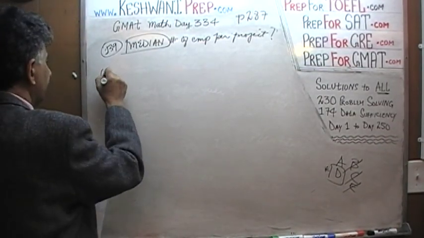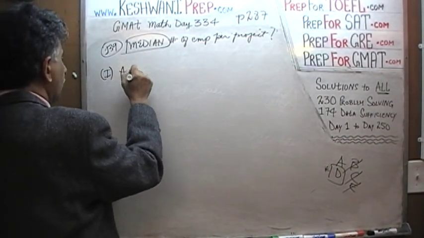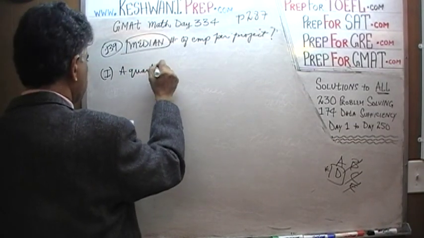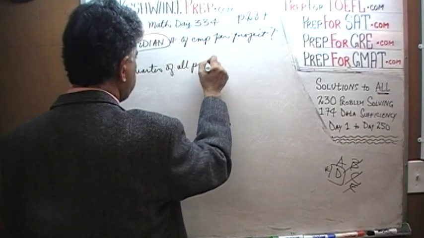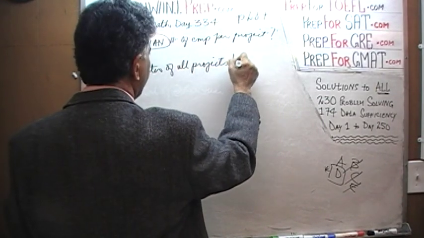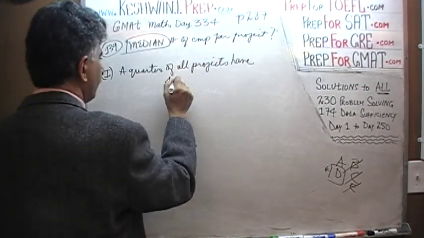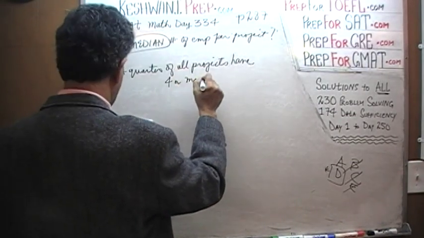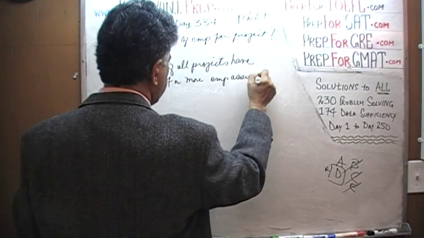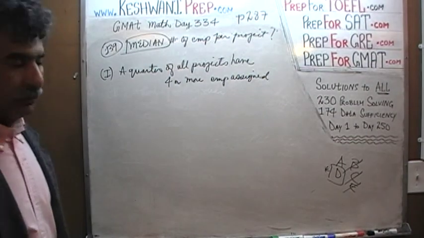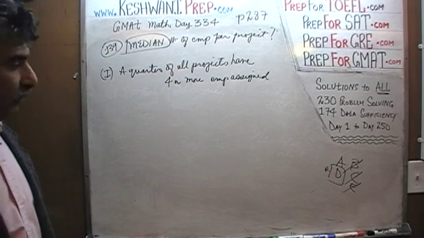In the first statement they tell us that a quarter of all projects have four or more employees assigned. A quarter of all the projects have four or more employees assigned.